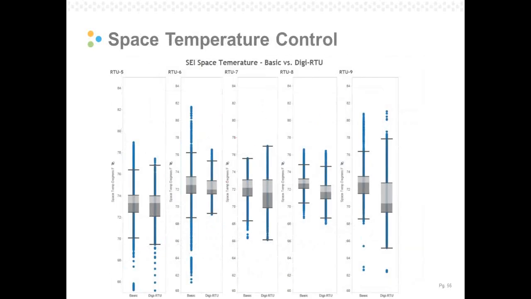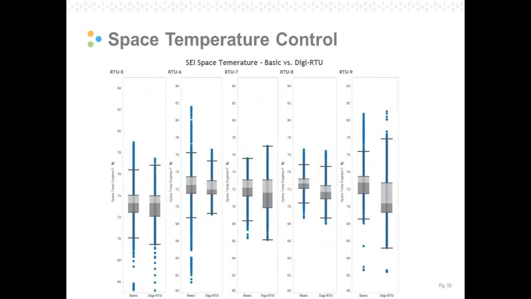To assure you that we were controlling the space appropriately in both the basic and optimized control packages, we did box and whisker plots of the space temperature during the monitoring period, and in most cases you see that the standard operation or basic operation and the optimized operation were very much in line with each other.